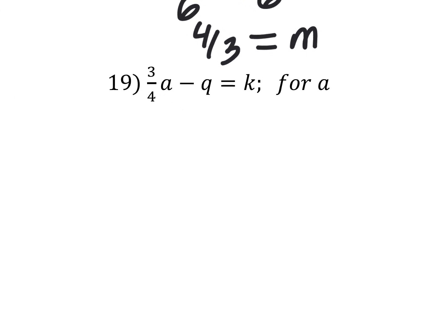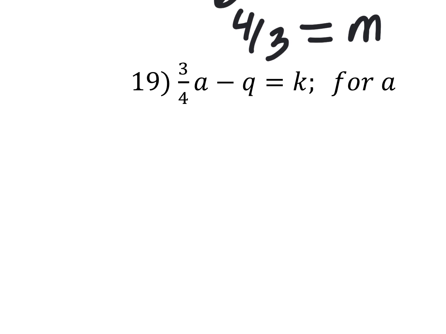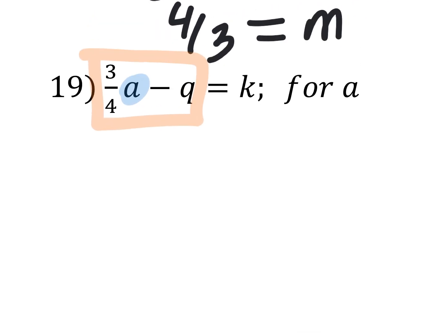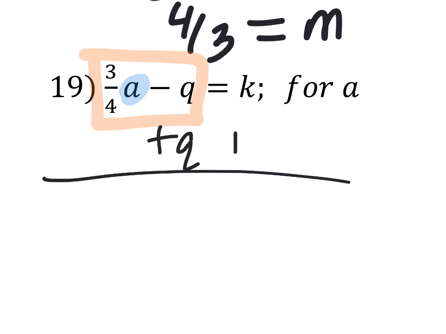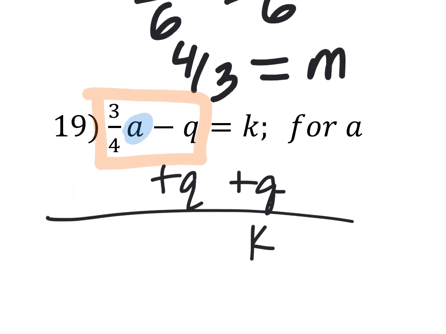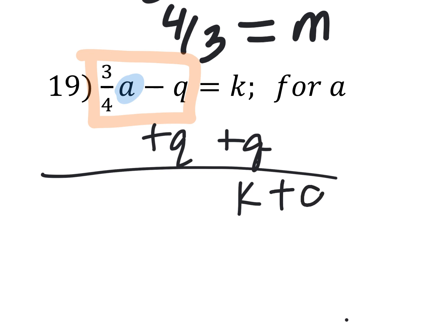So number 19, this is the last one we're going to do. So we are trying to get a by itself, okay? Which means that we've got to get rid of all this stuff sitting over there with the a. So what's sitting there with the a? That minus q for starters. How do I get rid of a minus q? With a plus q. I can't combine a k and a q. So I'm going to do k plus q. And then bring down that 3/4 a.